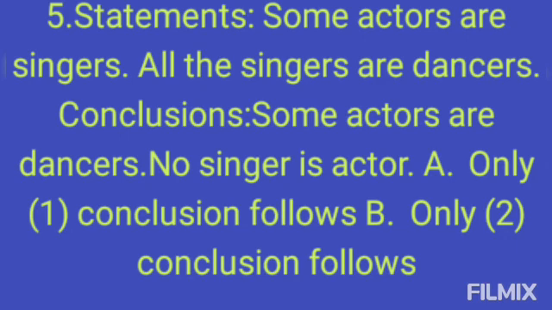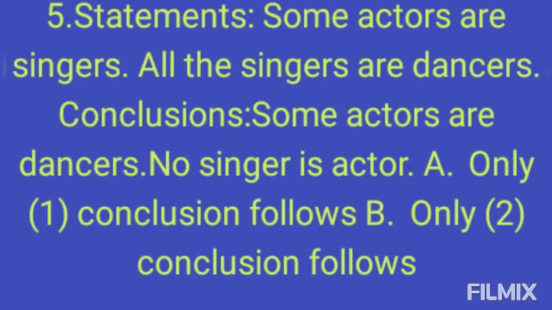Question number 5. Statements: some actors are singers. All the singers are dancers. Now you are given two statements. Let's find the conclusion of these two statements. Conclusion 1, some actors are dancers. Conclusion 2, no singer is actor.